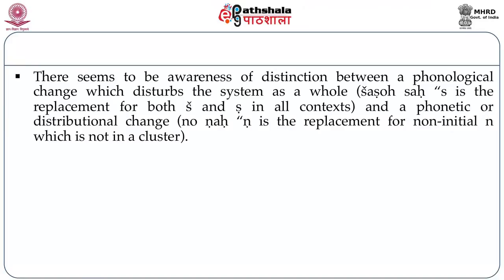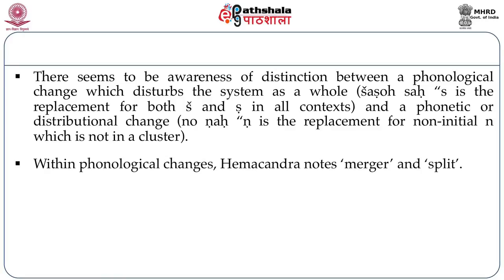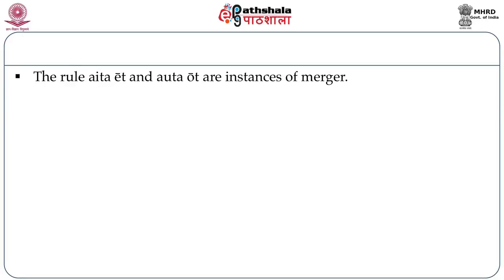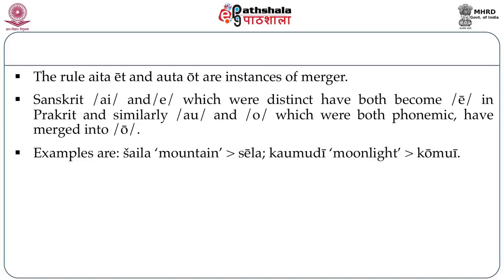There seems to be awareness of distinction between a phonological change which disturbs the system as a whole and a phonetic or distributional change which doesn't affect the rest. Within phonological changes, Hemachandra notes merger and split. The rule aita et and auta ot are instances of merger. Sanskrit ai and e, which were distinct, have both become e in Prakrit, and similarly au and o, which were both phonemic, have merged into o.